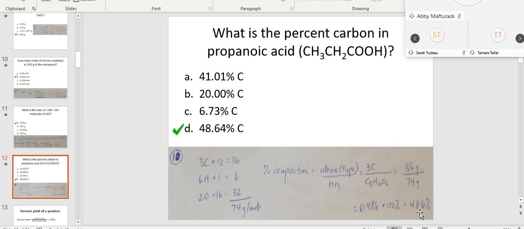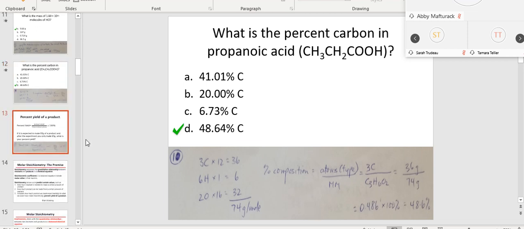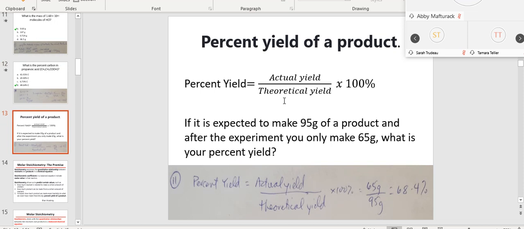And this is an exam question right here. Percent yield, actual divided by theoretical. If it is expected to make 95 grams of a product and you only made 65 grams, what's your percentage yield? 65 divided by 95 times 100, so you only pulled in 68% of what you should have.